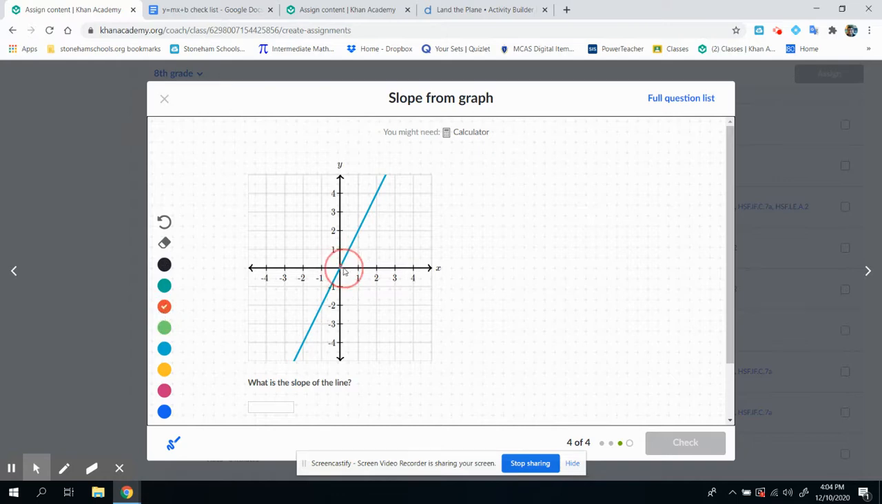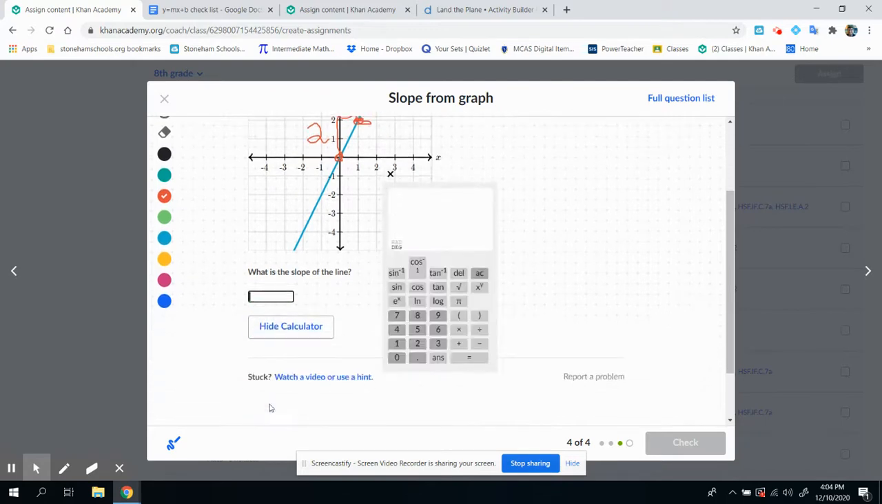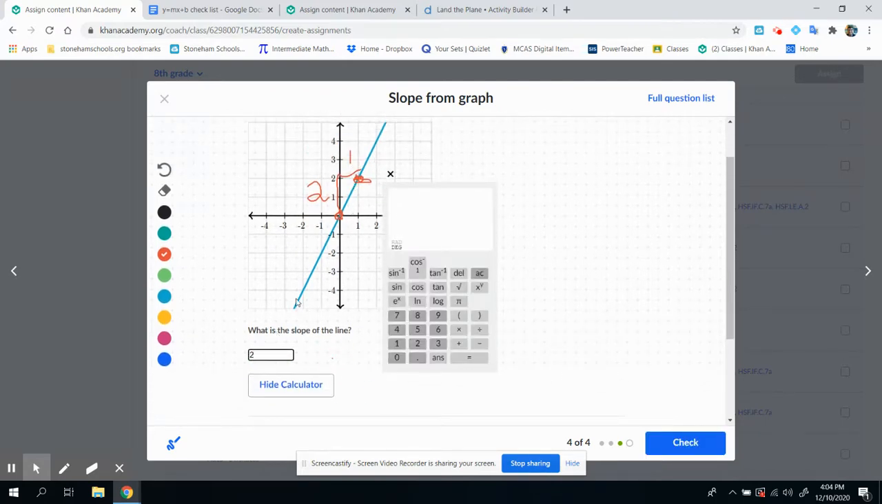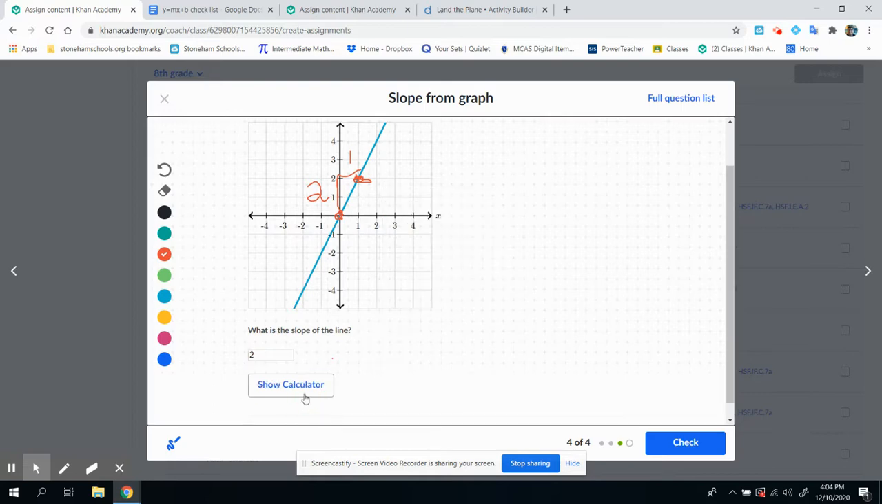All right, here I have a positive slope, right? We see it go through the origin here. And here's a second point. So this is up 2 over 1, right? So this slope is 2. Positive 2 because it's positive. And if it's over 1, I can just enter 2.